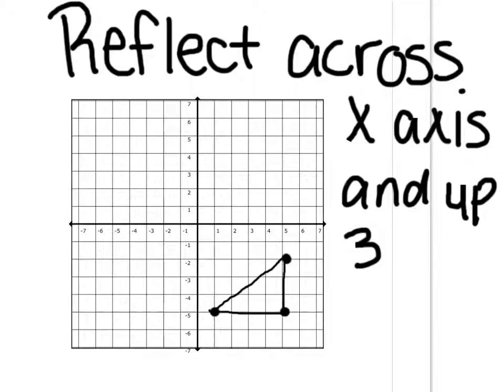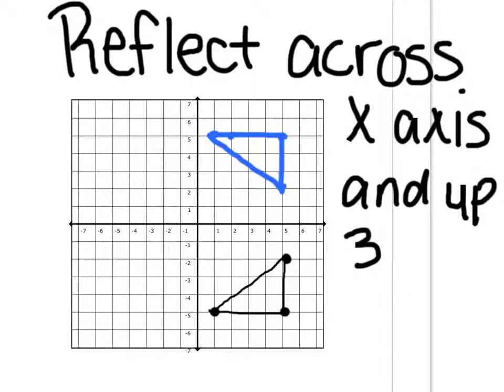For this one, we have to go across the x-axis, so you're going to end up with a point here, here, and then not there. It's actually going to be 1 over. So there's the reflected image, and now we have to go up 3. Now this one's going to go off the graph, but you can still do it.